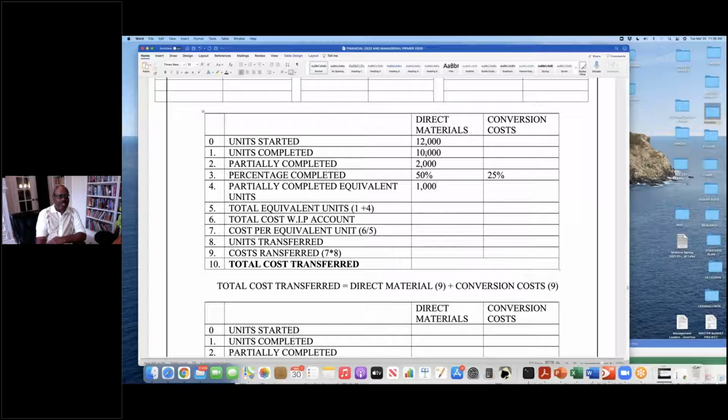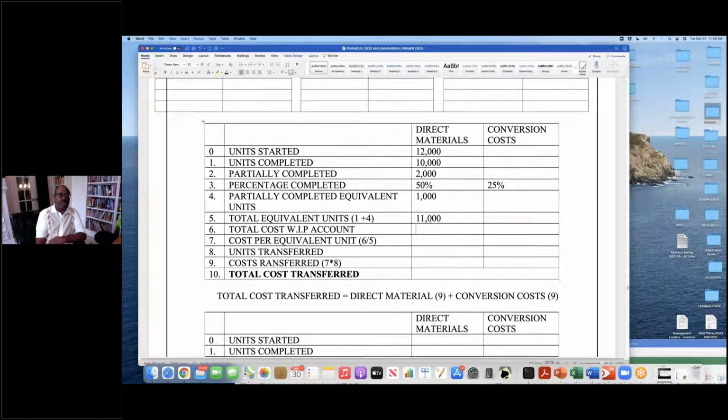So it's 10,000 completed. So these 10,000, they had all their work done, but this 2,000 only had 50% of the work done. And so the total, remember when we added up those hours? We added up the hours, so we're going to add up the 10 and the 1, not the 10 and the 2, because the 2 is not going to get the full cost. We call these equivalent units. But in terms of whole units, it's 11,000.